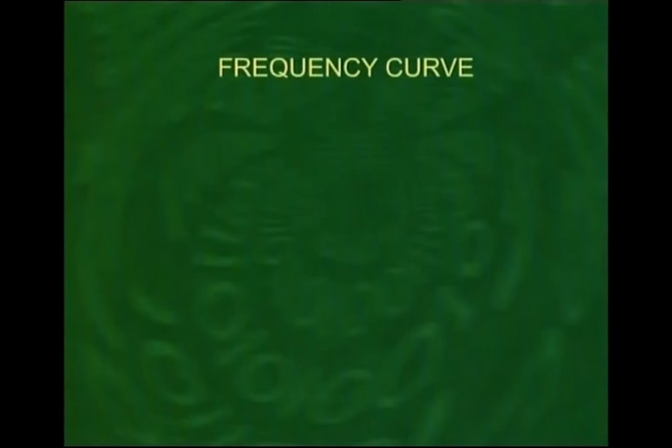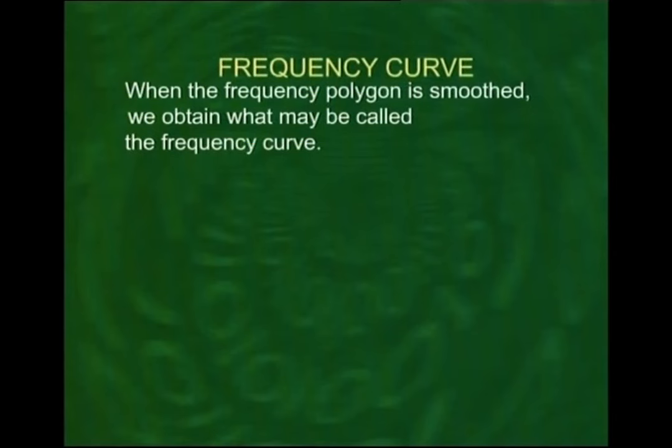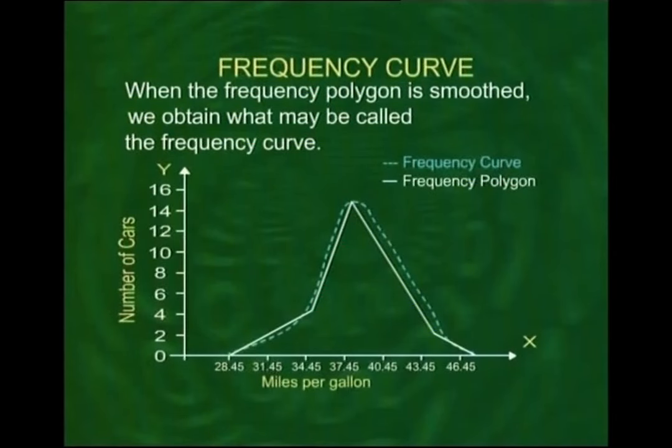The next concept is that of the frequency curve. The frequency curve is also a very important concept and a very easy concept. All you have to do is to smooth your frequency polygon by the freehand method. As you now see on the screen, the dotted line represents the frequency curve, whereas the continuous straight line segments represent the frequency polygon.